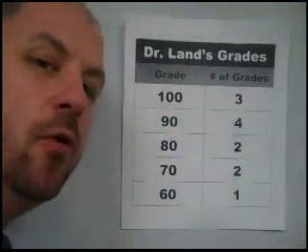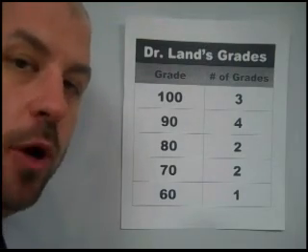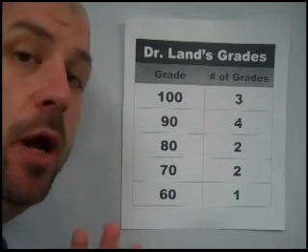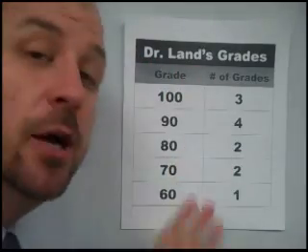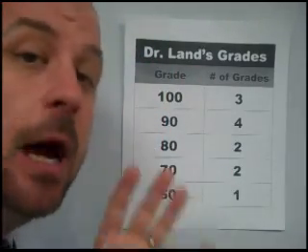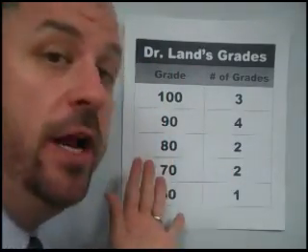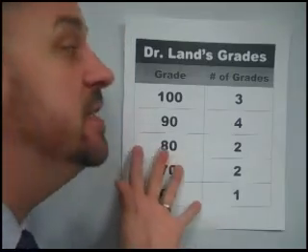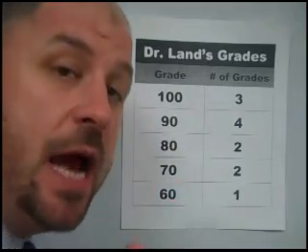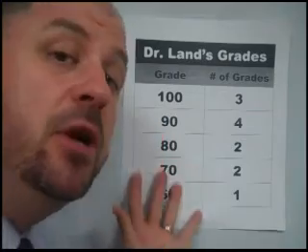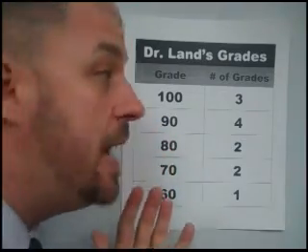Alrighty guys, here's the data that we're going to look at for the 4 problems that we're going to work out. Mean, median, mode, and range. We're going to be looking at Dr. Land's grades. Alright guys, I'm not going to lie to you. These really aren't his grades, but this is the type of data you might see on the TAKS test. Not exactly, but it might be. This is an example of what you might see on the TAKS test.